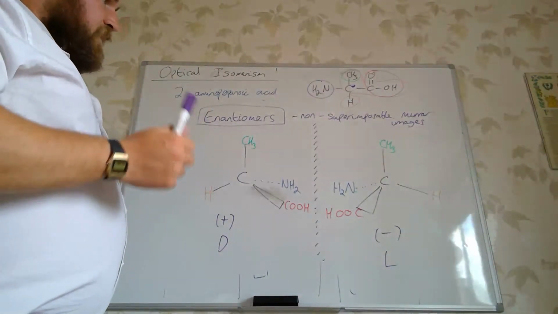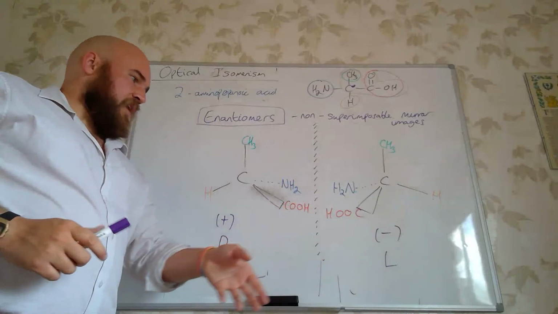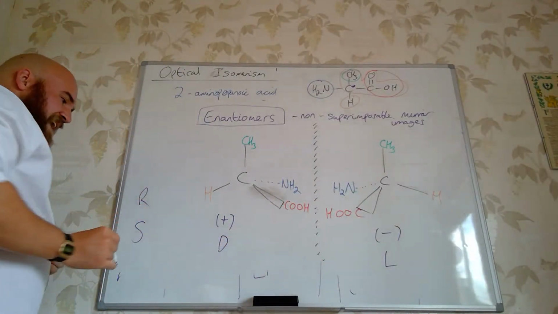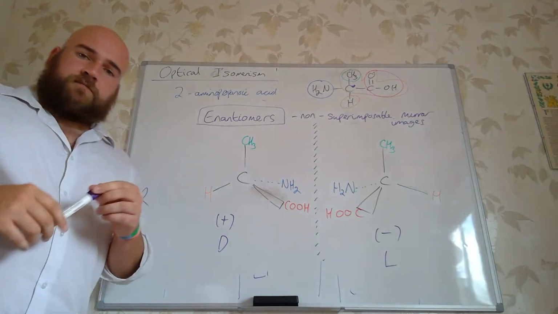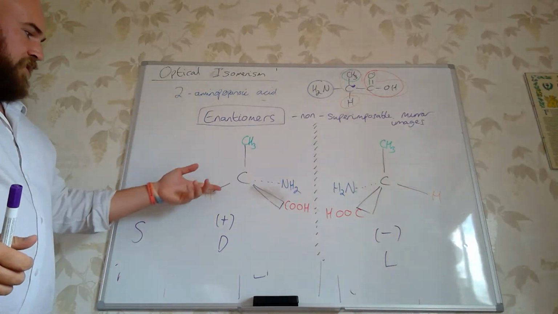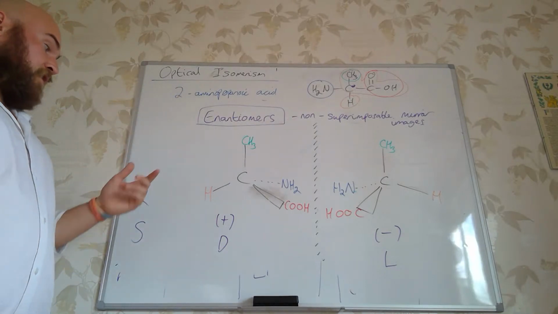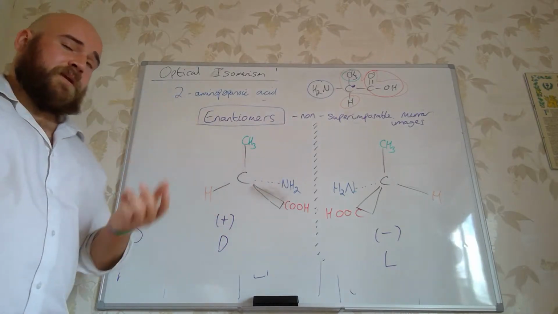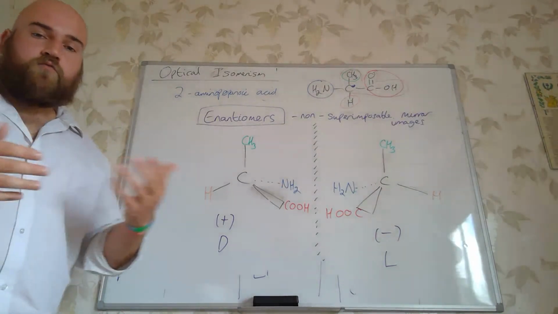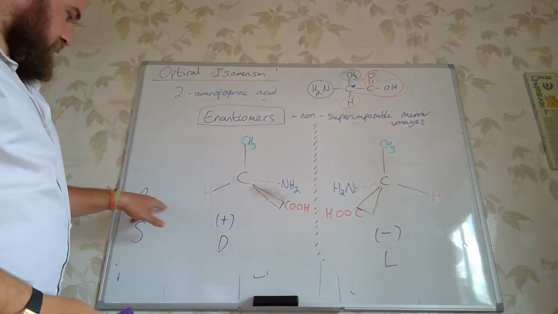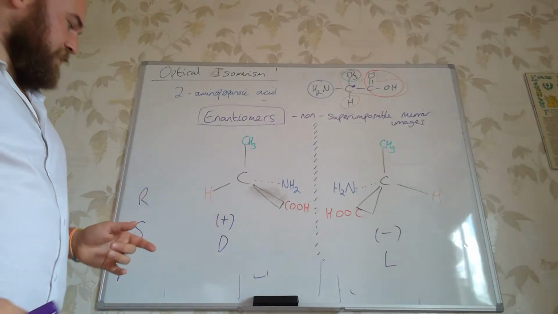So again, you'll either see it as plus or D, minus or L, and there might also be another letter at the start, either R or S. So technically, this molecule here could be R plus 2-aminopropanoic acid, or it could be R minus 2-aminopropanoic acid. So that's why they've not really included this nomenclature in terms of distinguishing between them.